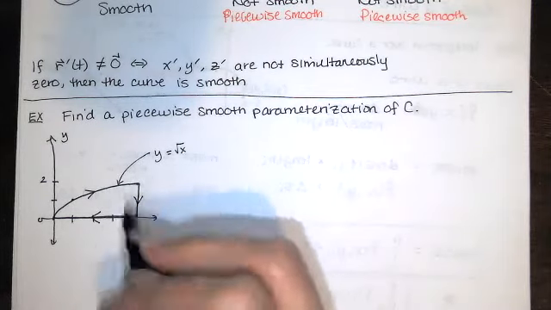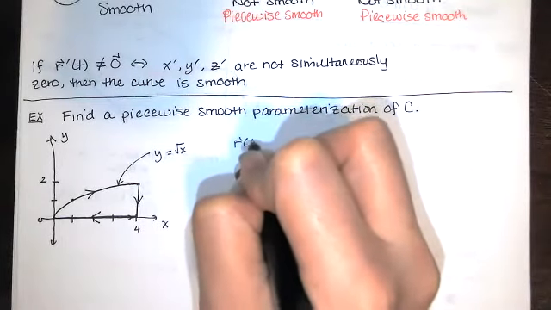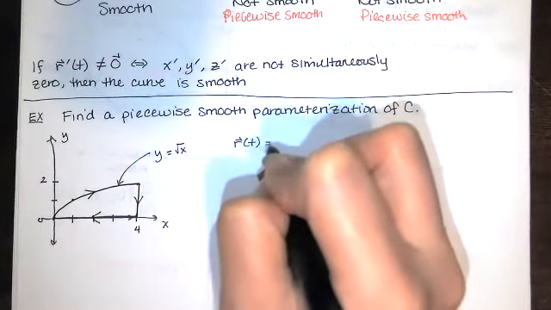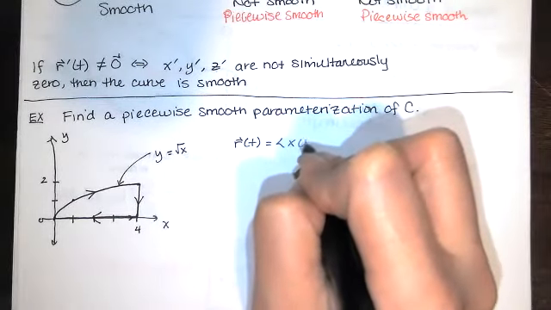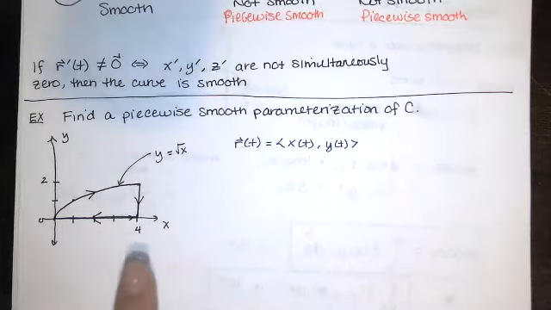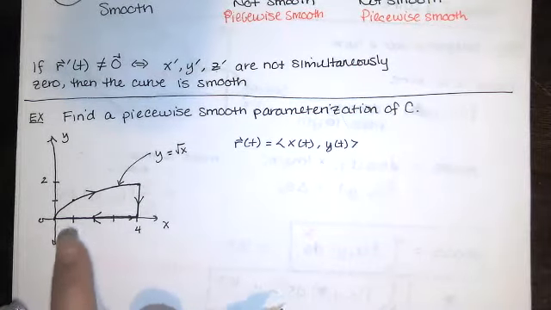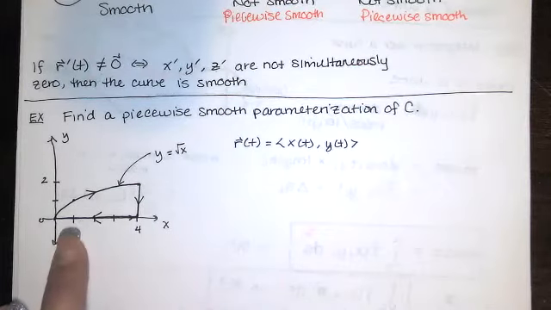Well, first I notice that I'm in 2D. So my parameterization is going to have two components, x of t and y of t. But I also notice that I've got 3 smooth pieces. I've got a smooth piece here, a smooth piece here, and a smooth piece here. So it's actually going to be a piecewise function.